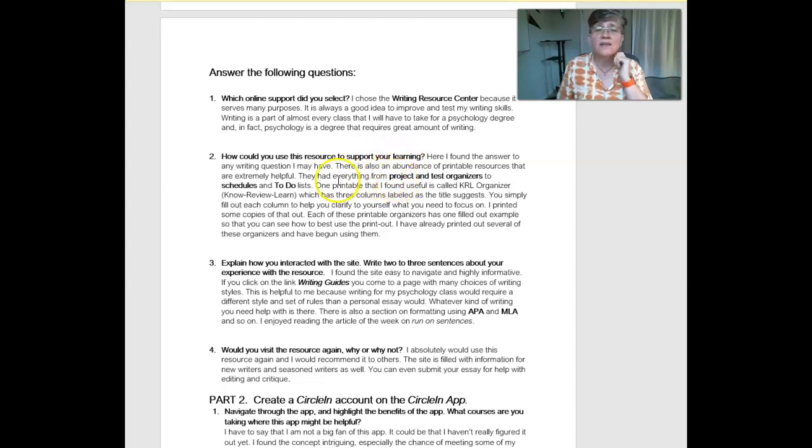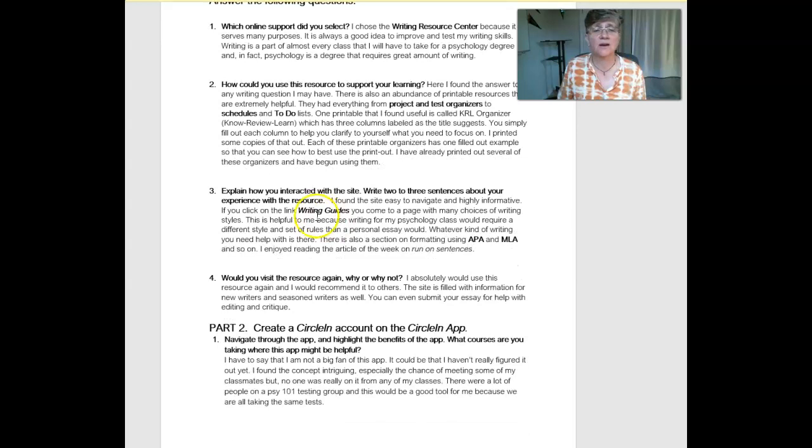Well, this student went into a lot of details about how to organize your schedule for tests, how to do to-do lists. She also found a printable organizer that she thought was helpful, and then she printed those out. So she went into a lot of details about how to use this support to help her learning. She did a really good job there.